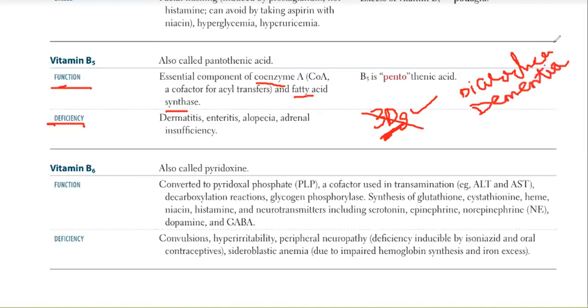Dementia means forgetfulness, and dermatitis. So remember these 1, 2, and 3 Ds. Then you see enteritis. Enteritis means inflammation of your gut lining. Your gut lining will be inflamed. Alopecia means baldness, and adrenal insufficiencies. So you will see all these problems in a patient with vitamin B5 deficiency.